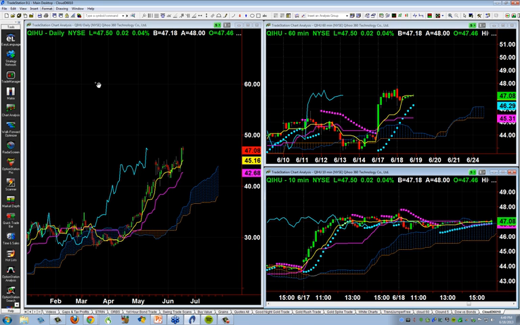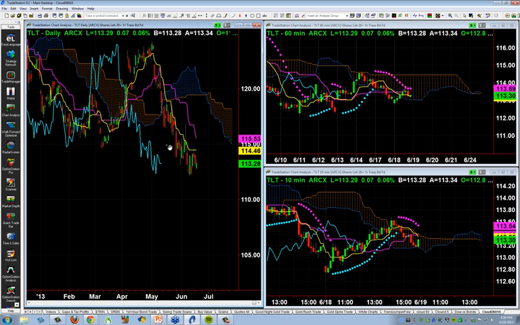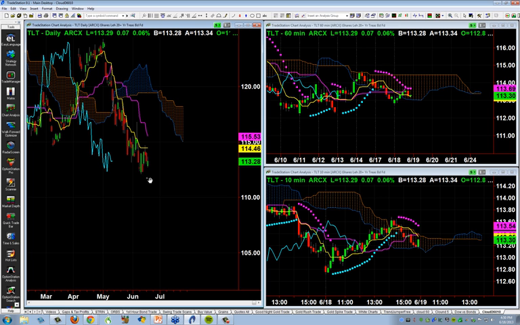QIHU. Google should be clear. Is it? Yeah, Google's clear. TLT is going to be the same thing as the bonds. Downward. The 60 minutes in the cloud's probably a good short into the cloud here. Also with the parabolic SAR, you could short TLT at 113.30. You could use a stop loss of 113.69. Looks good. I like it lower.